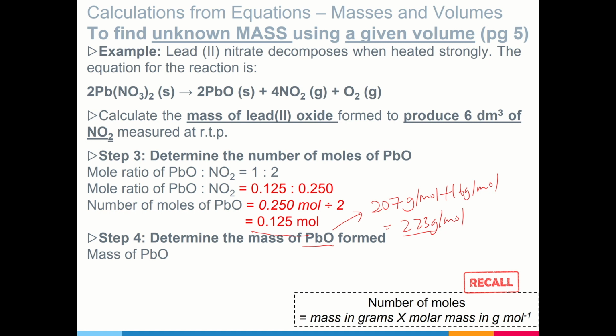Okay, so I only have 0.125 mole. So I use this formula. Mass of lead(II) oxide will be number of moles multiplied by molar mass. This is my answer. Round up to 3 SF, 27.9.